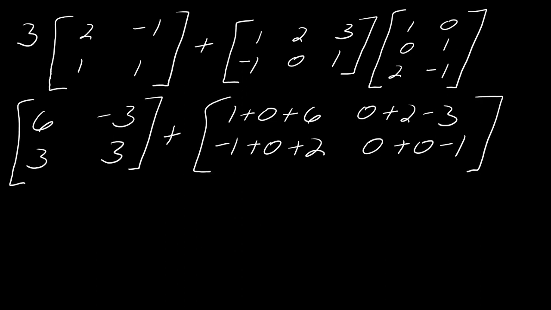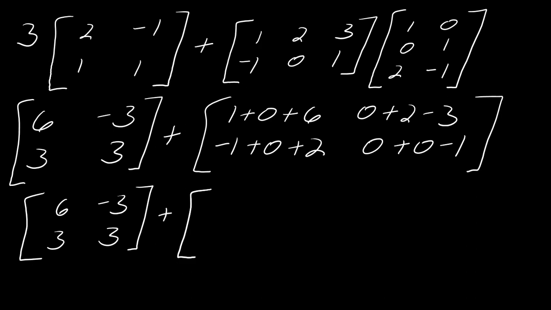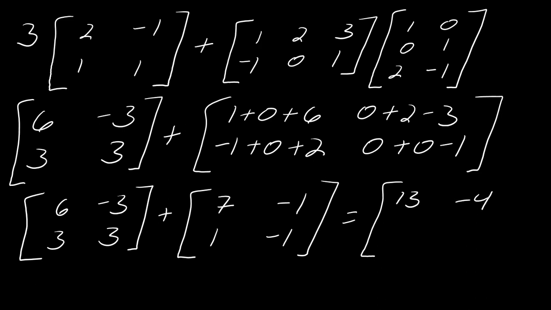Okay, so let's write all of this out. This is going to be 6, negative 3, 3 and 3, and then I'm going to add 7, negative 1, 1, and negative 1. If I add those matrices together, I'm just going to go element by element. So 6 plus 7 is 13, negative 3 minus 1 is negative 4, 3 plus 1 is 4, and 3 minus 1 is 2. Okay, so here's the matrix now, and let me make myself some space.